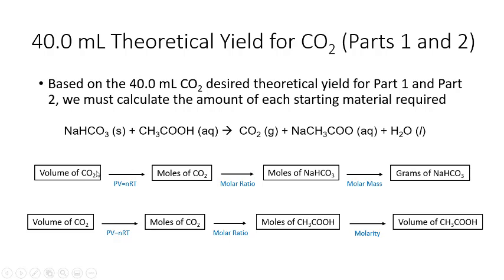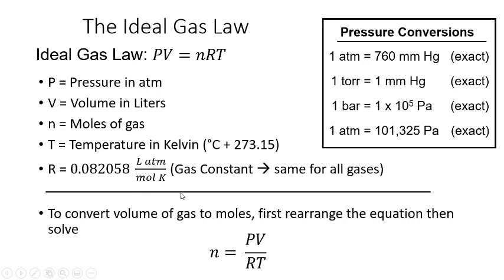So let's speak for a moment about this ideal gas law. The ideal gas law is PV equals nRT, where P is pressure in units of atmospheres, V is volume in units of liters, n is number of moles of gas, T is the temperature in Kelvin, and R is the ideal gas law constant, which is 0.082058 liters atmospheres over moles Kelvin.